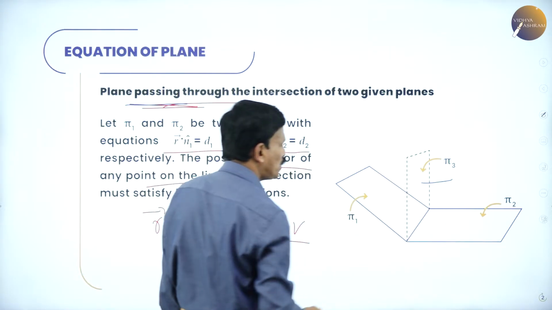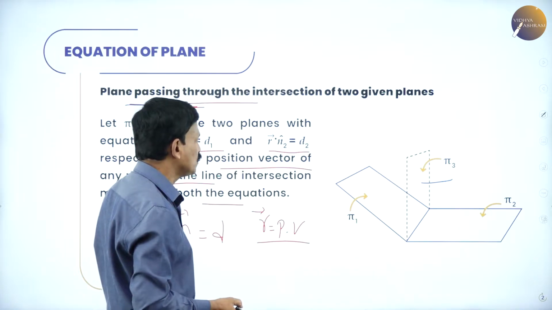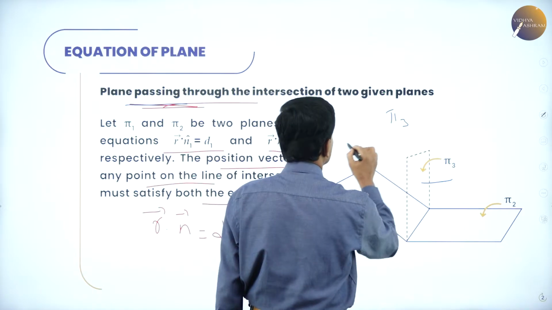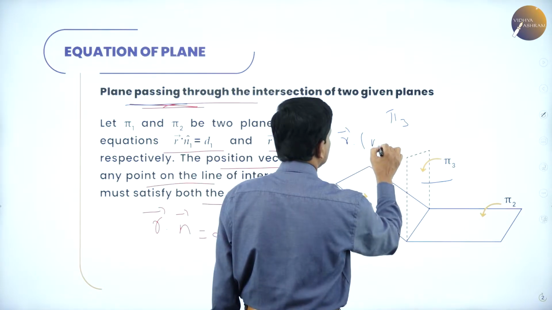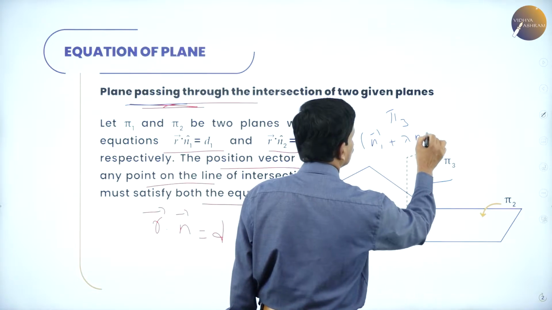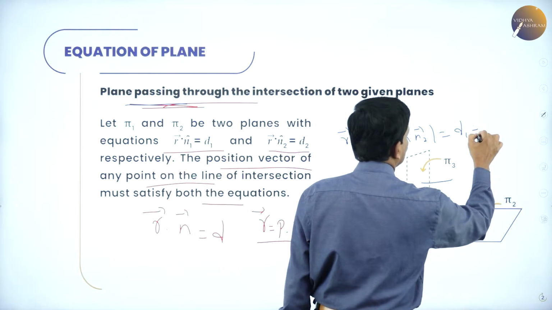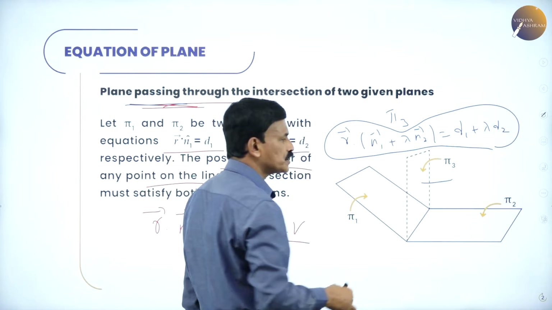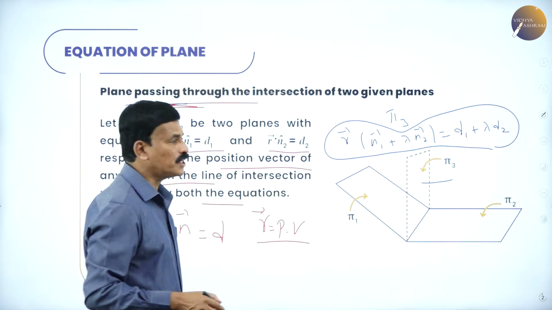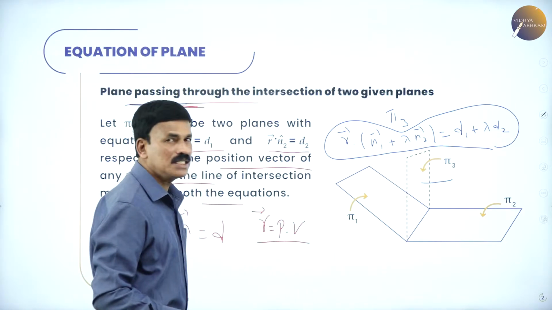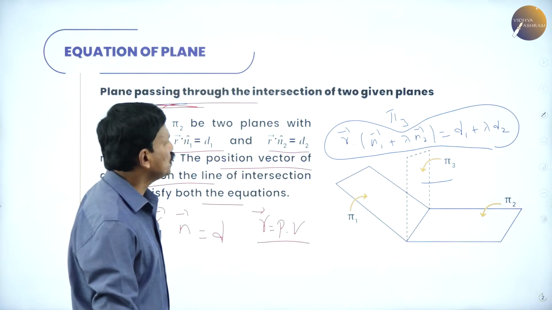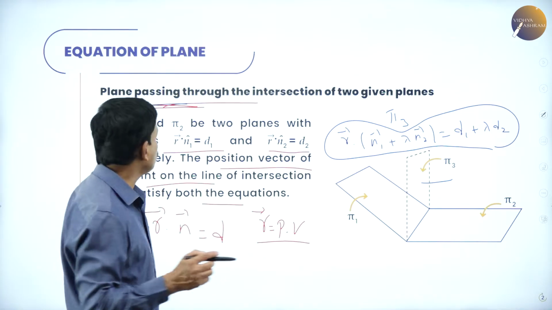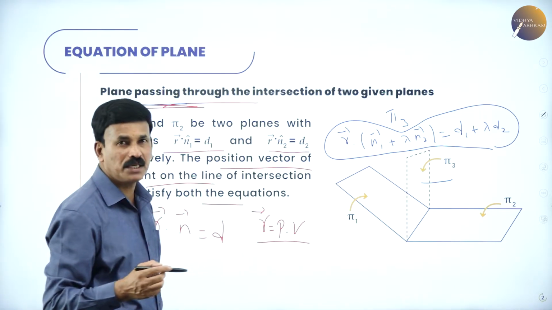The equation of the plane passing through the intersection of these two planes is given by r dot (n1 vector plus lambda into n2 vector) is equal to d1 plus lambda into d2. This is the equation of the plane pi 3 passing through the intersection of the two planes pi 1 and pi 2, that is r dot (n1 plus lambda into n2 vector) is equal to d1 plus lambda into d2.